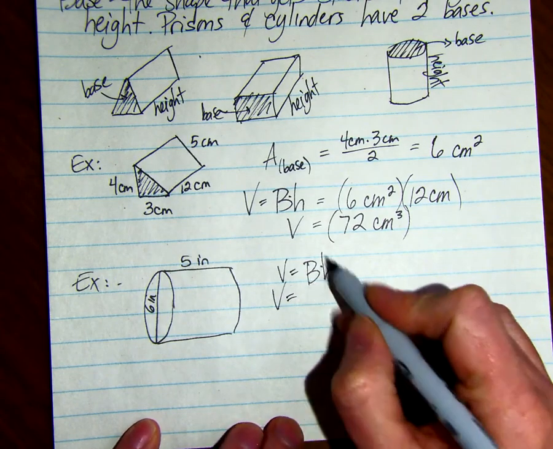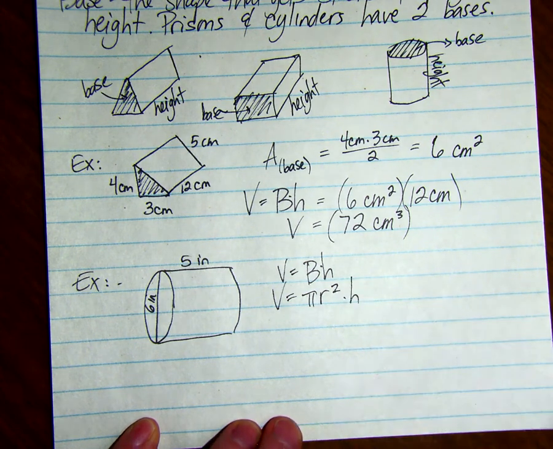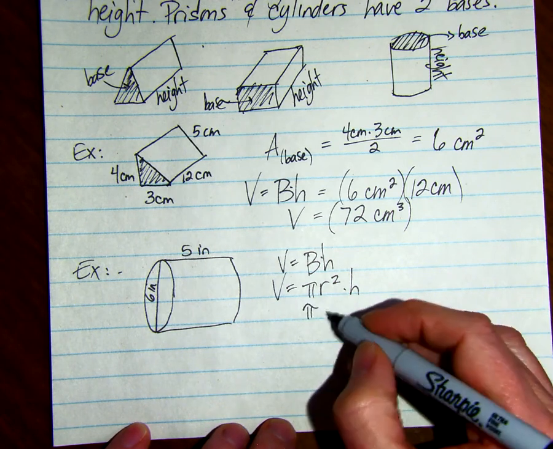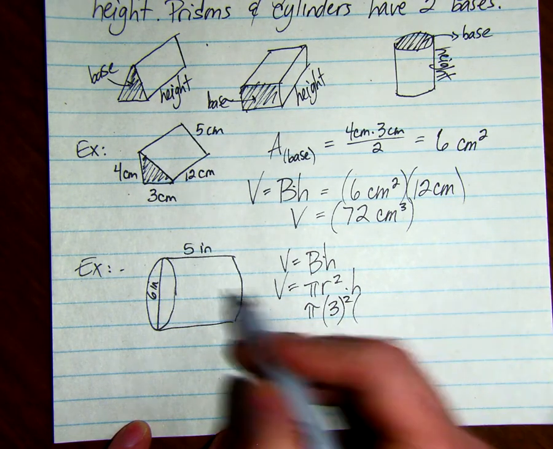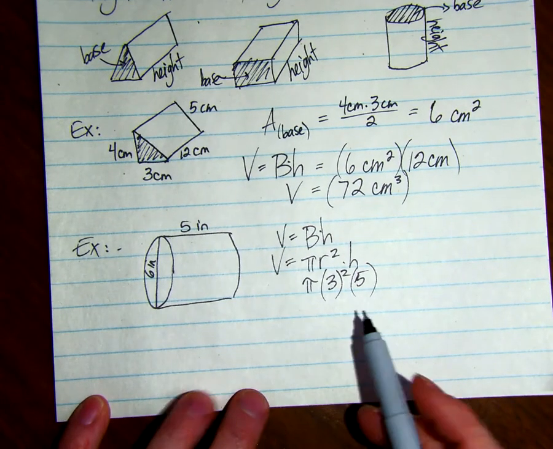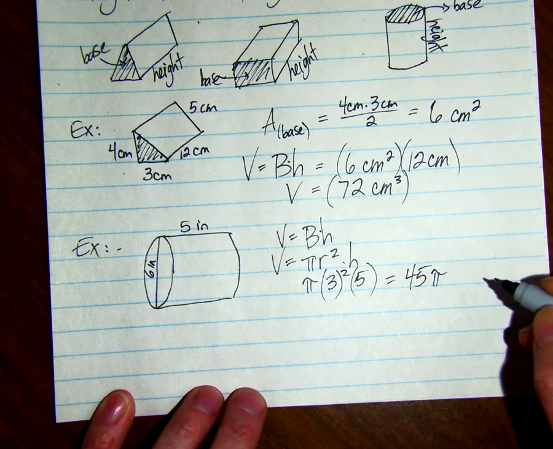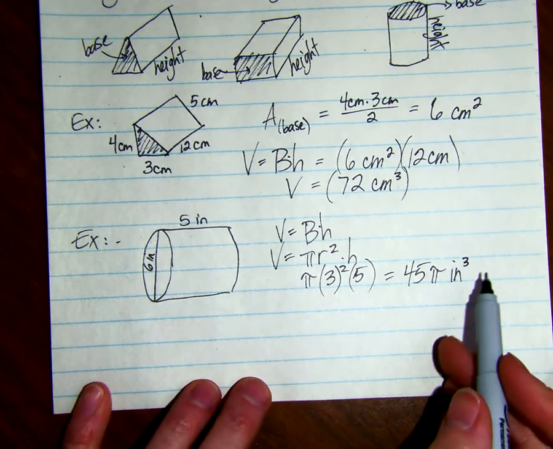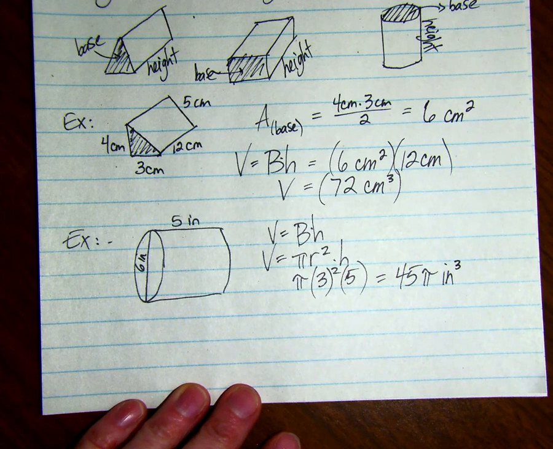So our area is going to be pi times the radius squared. And then we'll times it by the height. So we have pi, the radius is 3, so we're going to square the 3, and the height is 5. So we have 9 times 5, which is 45 pi inches cubed. So when we do volume, our label will always be cubic inches.